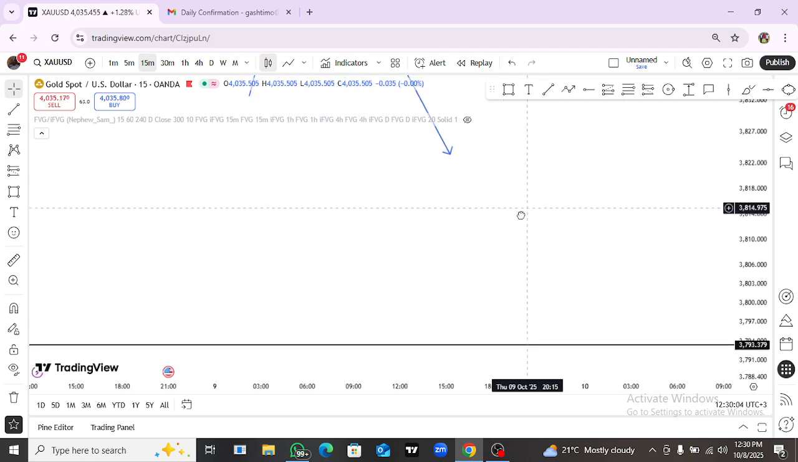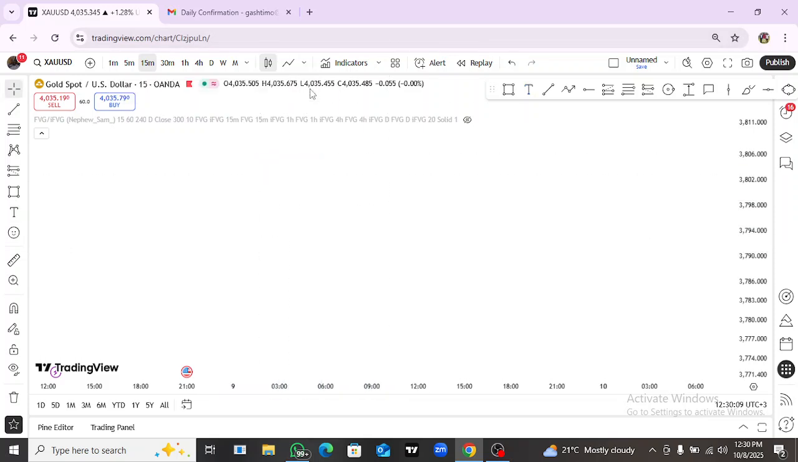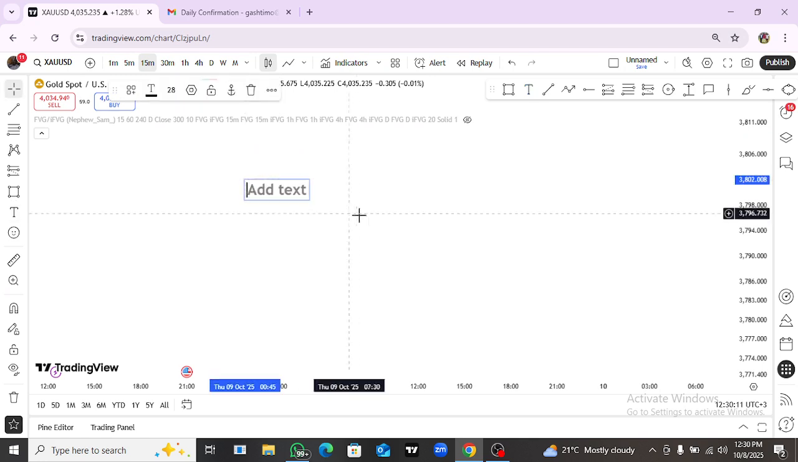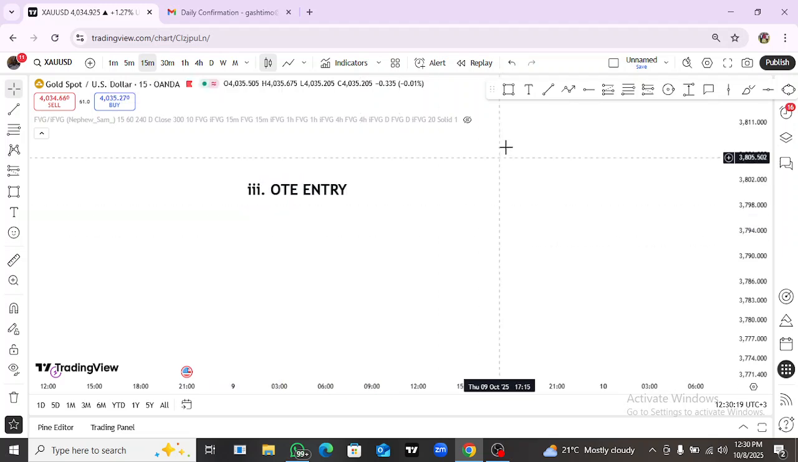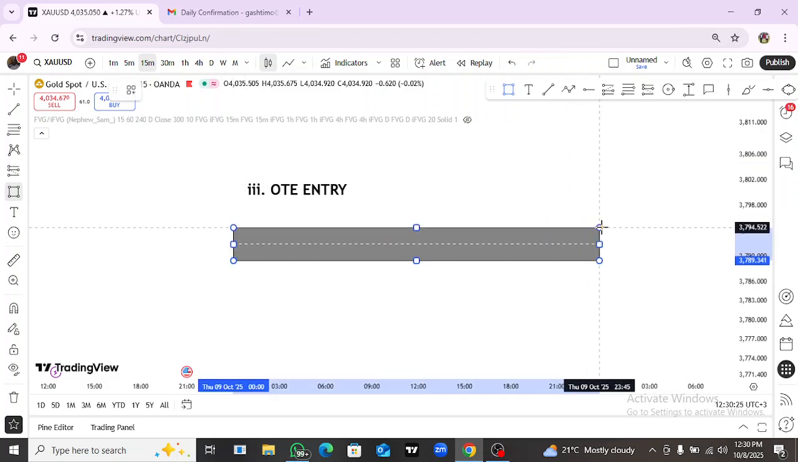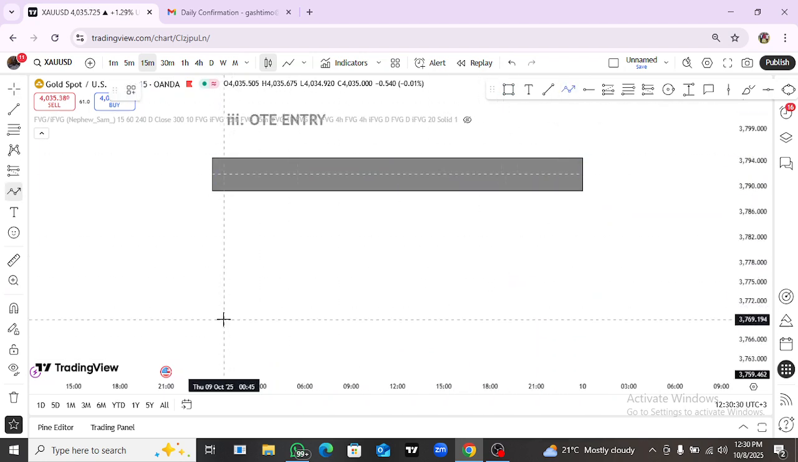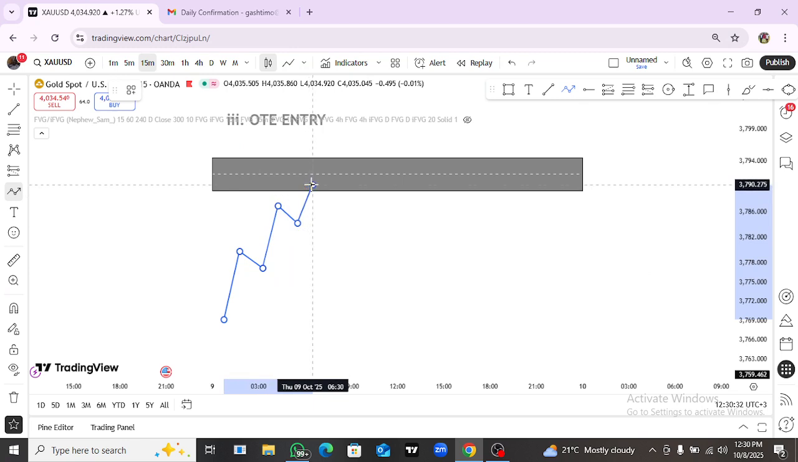Number 3, we have what we call an OTE entry. For an OTE entry, this one is not even different from the other ones. This is a key level. So what you'll want to see is price come back to that area again, then it drops, gives us a liquidity sweep, then it drops and comes back to the OTE level, which I'll show you right now, then drops.